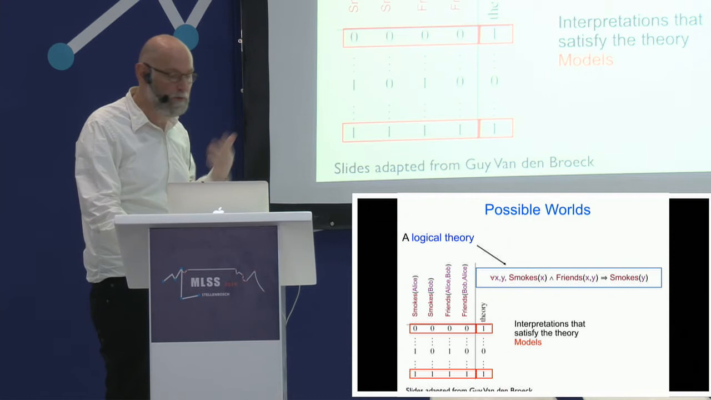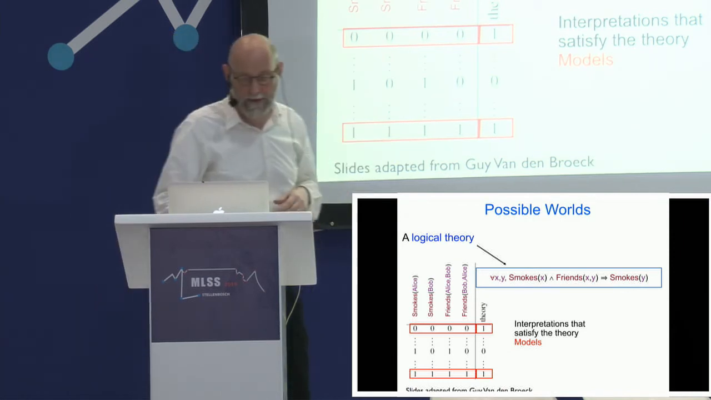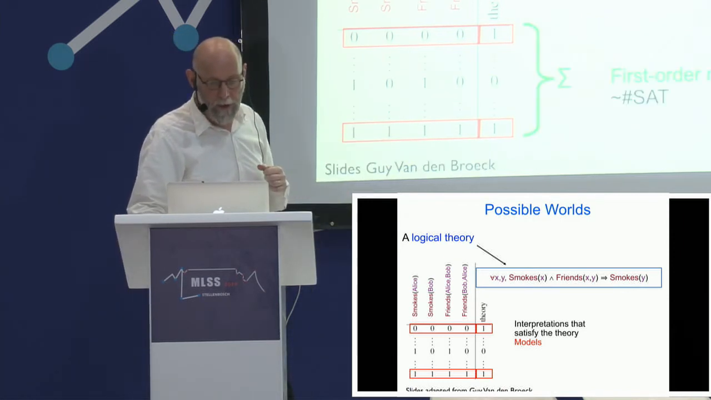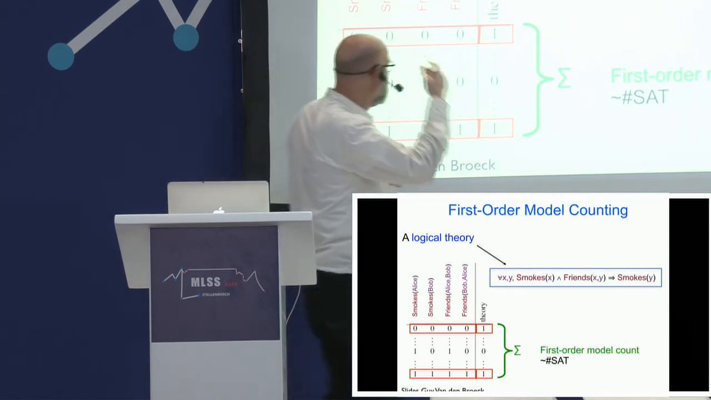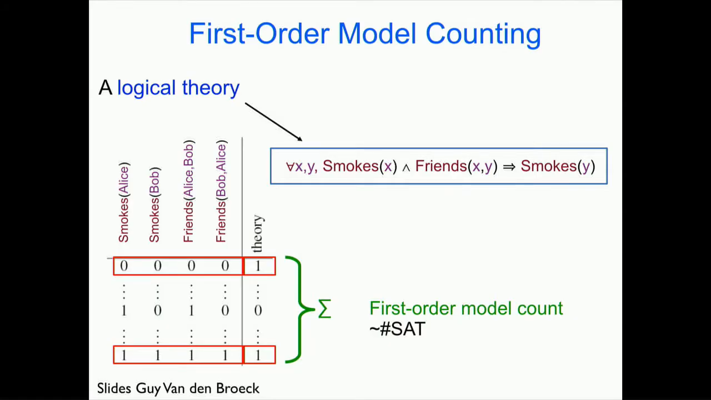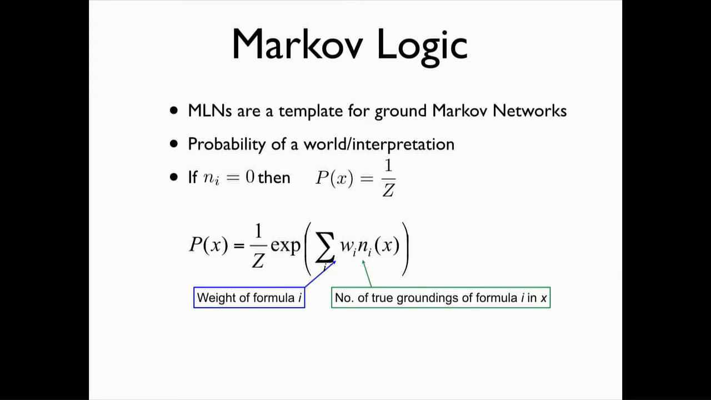And you can enumerate all the models like that for fixed alphabets, for fixed domains. And if you do that, at the end of the day, you can also look at how many models there are. This is nothing else than the model counting problem, the #SAT problem for first order logic. Now, what Markov logic does is, if you have a world X, it will assign this kind of probability to it. Z is the normalizing constant.